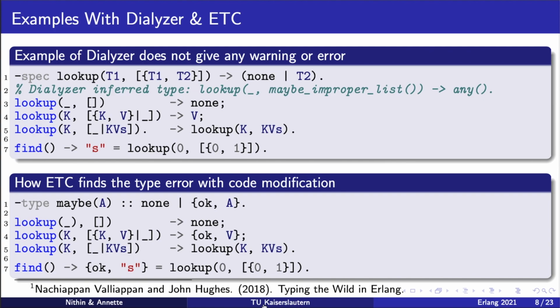So this is how Etc tries to find this error. We have to modify the code. We will be adding an algebraic data type, maybe, which has two constructors, none and okay, and we will modify the code to return none and okay, and we will change the code to match the okay string to the value returned by the lookup, and here it can catch those errors.